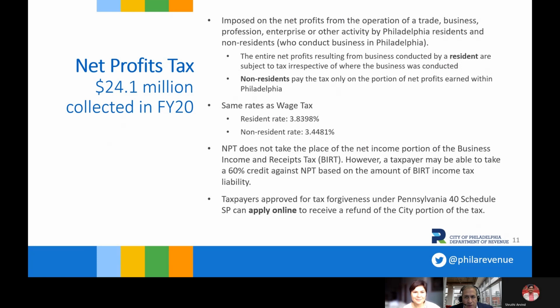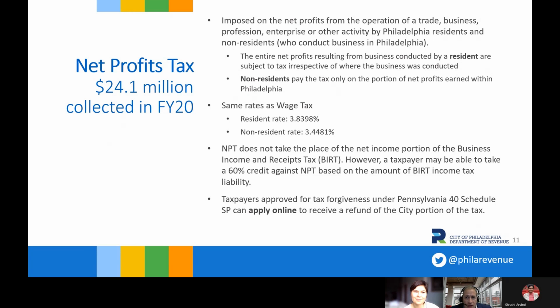Sure. Well, the net profits tax is paid by unincorporated entities. So corporations are not subject to the net profits tax like they are the business income and receipts tax. The net profits tax, as the name indicates, is imposed on net profits from the operation of a trade, business, profession, enterprise, or other activity in the city by Philadelphia residents and also non-residents. And like I said, it applies to all unincorporated businesses, whether it's a partnership or a limited liability company. And like the wage and earnings tax, there are different rates and rules for non-residents. And this tax also interacts with the business income and receipts tax.